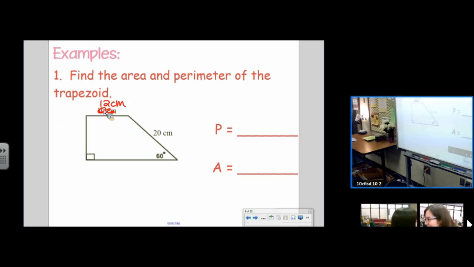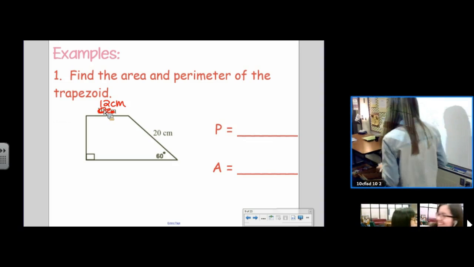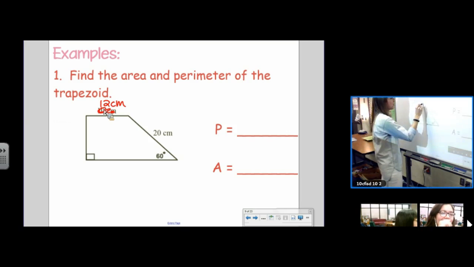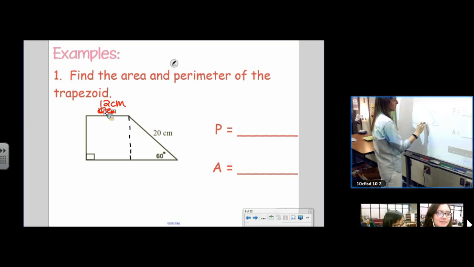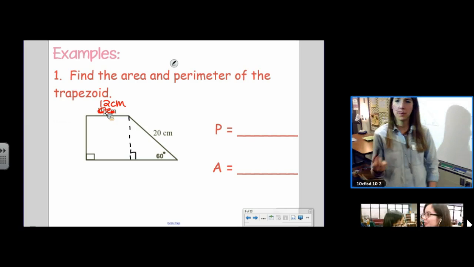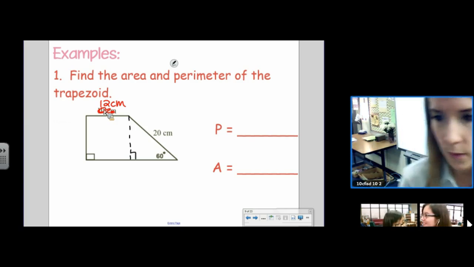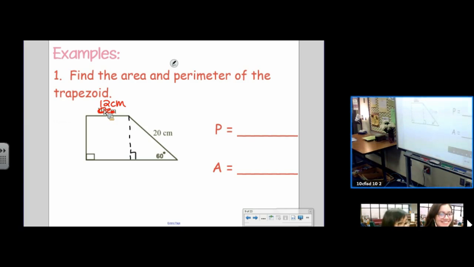Alrighty, to find the area of this trapezoid, we definitely need a height. So I hope everyone drew a height in there. We know the formula is base 1 plus base 2 times the height divided by 2, right? So have we gotten the height? What did y'all get for the height?